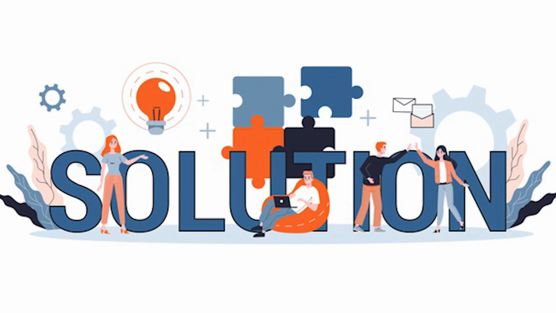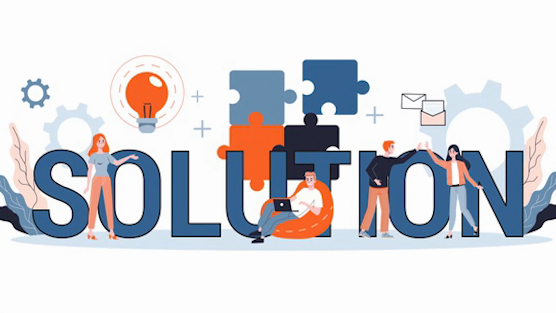Number 2, finding the problems which your audience is facing right now. In this step, you will find the problems your audience is facing, so you can create a solution for that problem and give it to them in exchange for their email address or other information.